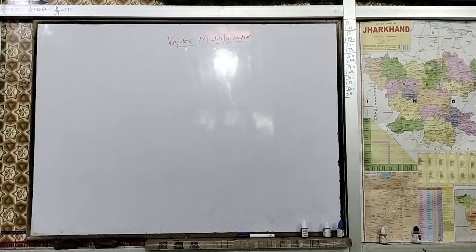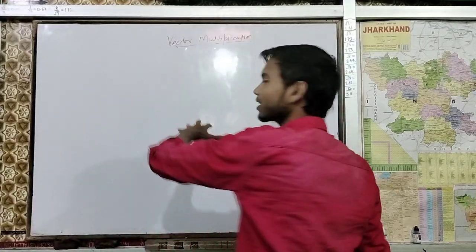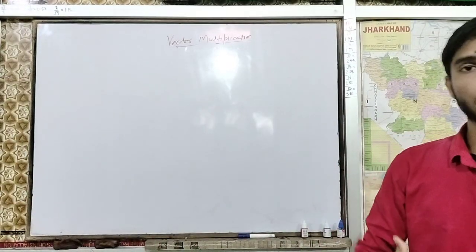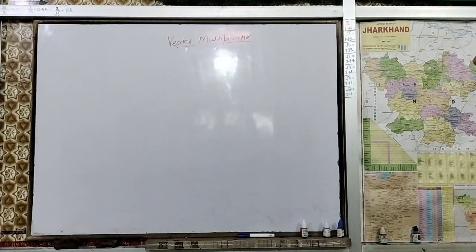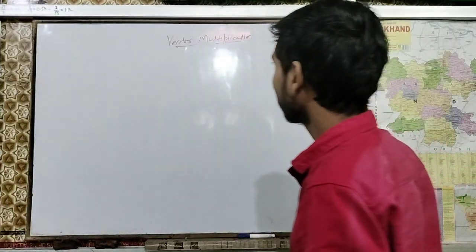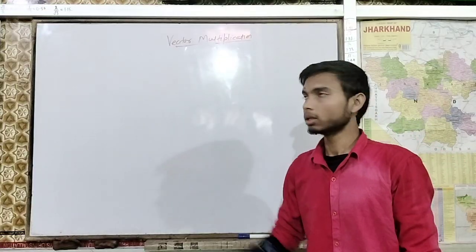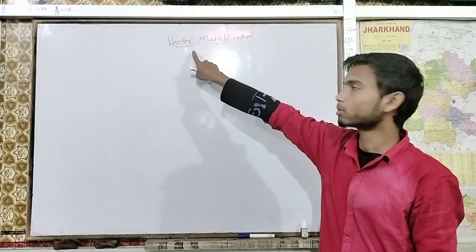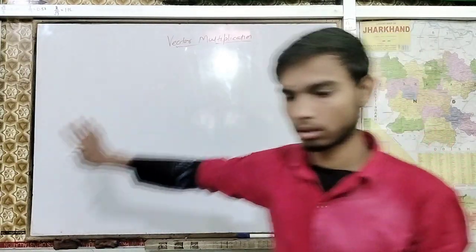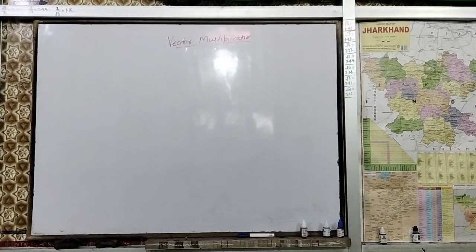In this part we will see how to multiply any two vectors. So in this part our focus will be on vector multiplication. When it comes to vector multiplication, we see that it is separated.